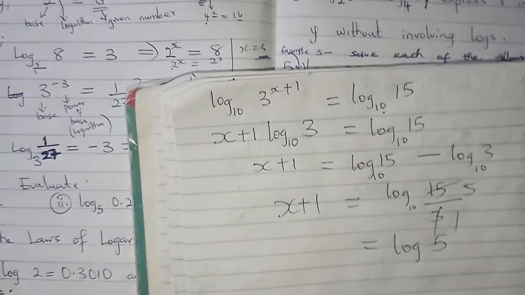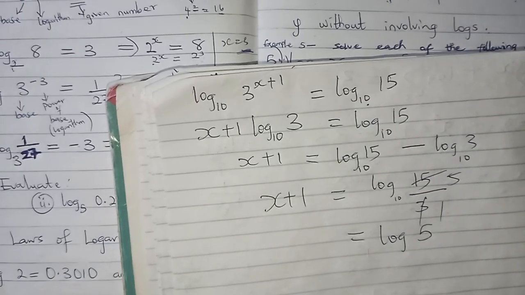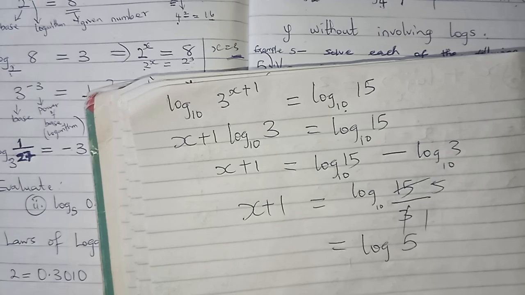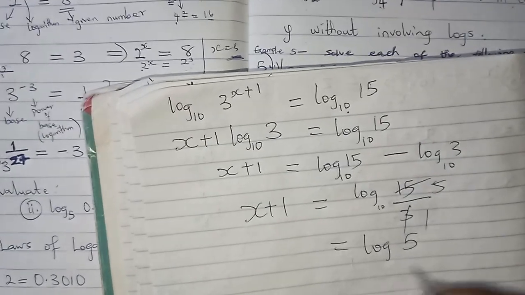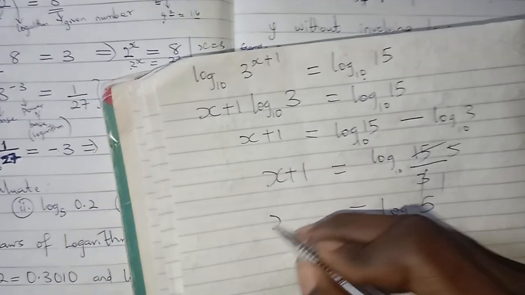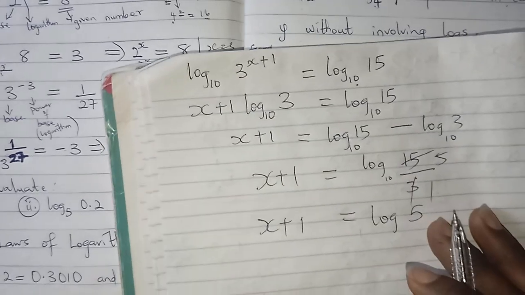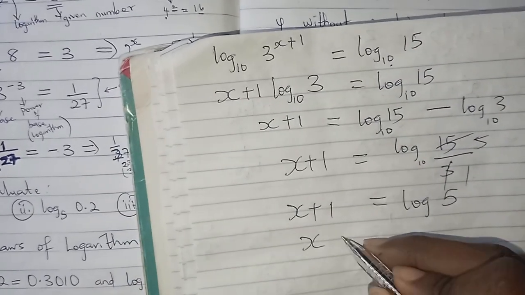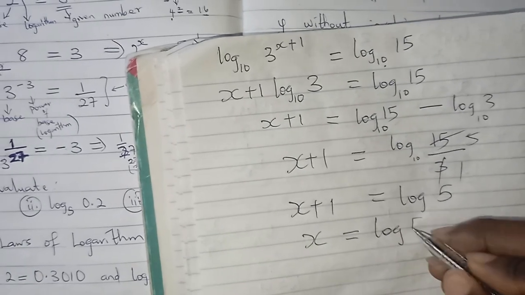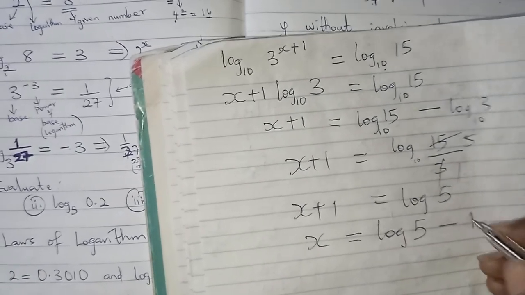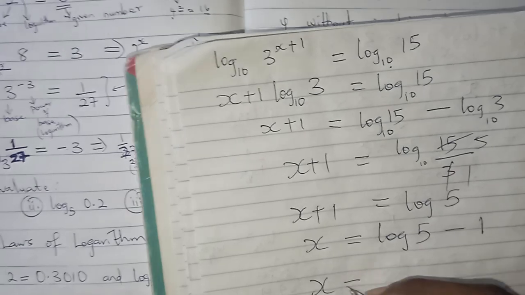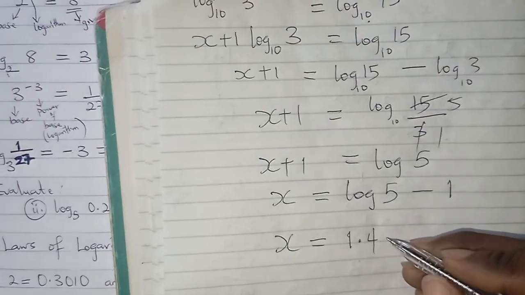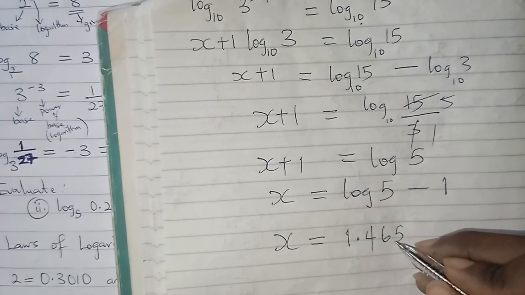I can choose to say, yes, so I can find log 5, and whatever I get for log 5, remember that I have x plus 1. So I will now do x equals log 5 minus 1, and x should be equal to 1.4651.